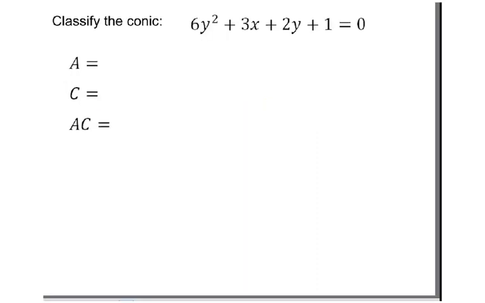6y squared plus 3x plus 2y plus 1. A is 0, C is 6, 0 times 6 equals 0, so we have a parabola, which of course, if you only see one squared term, you should know it's a parabola. That is the end of chapter 10.